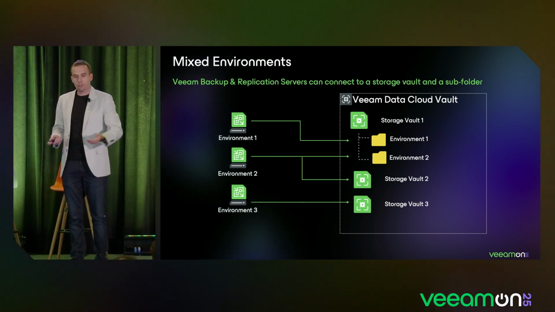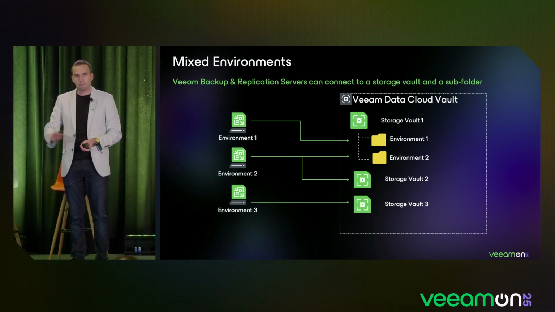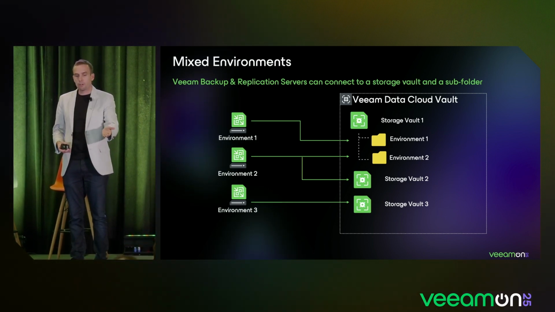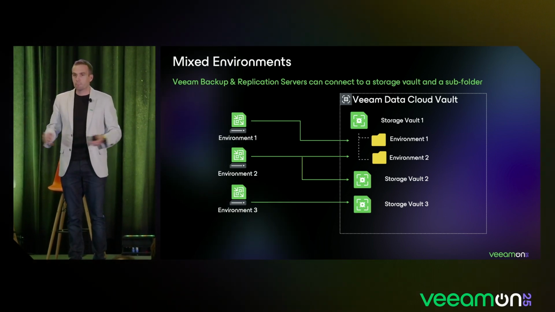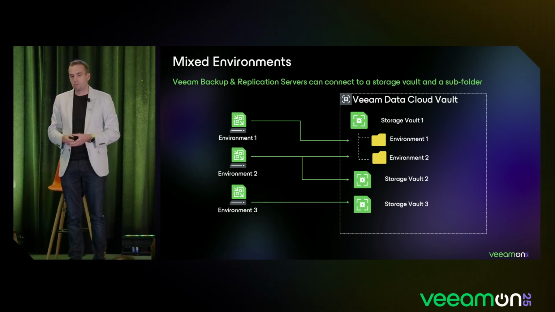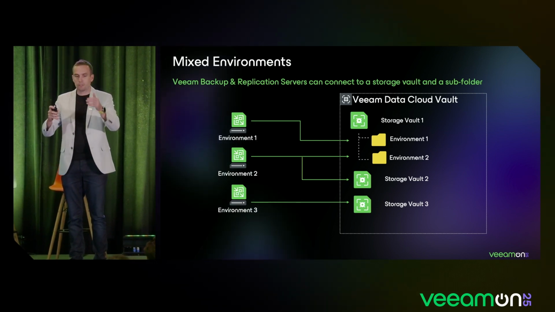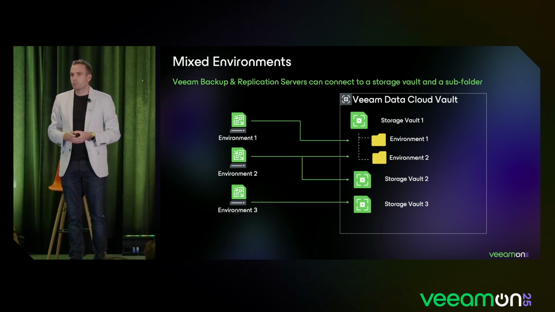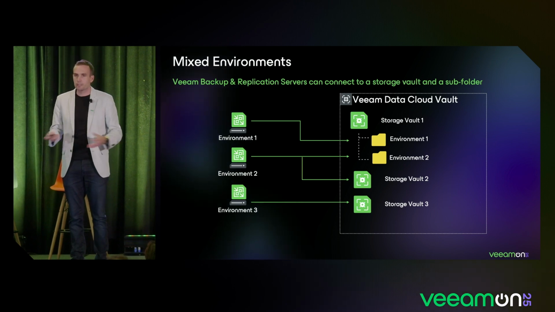If you would like environment 3 to be connected to its own vault and nothing else is written in there, absolutely fine. If you want environment 2 to be writing to its own vault as well as connected to vault number 1, perfectly fine. And then storage vault 1 at the top there is your single vault, and then you've got folders in there which separate out your environments, also perfectly fine. So the flexibility is there.